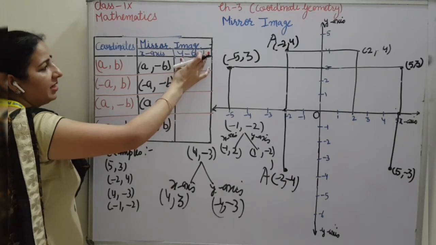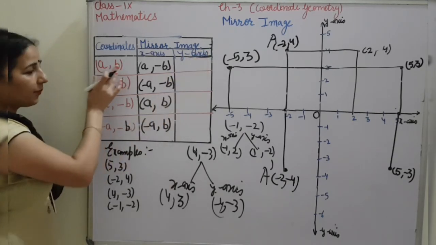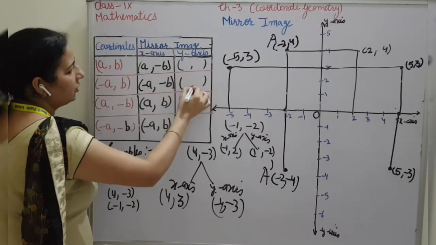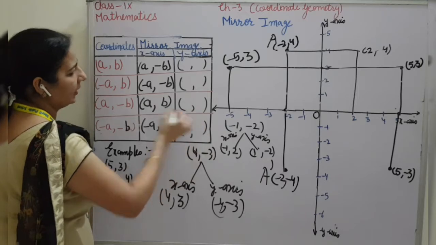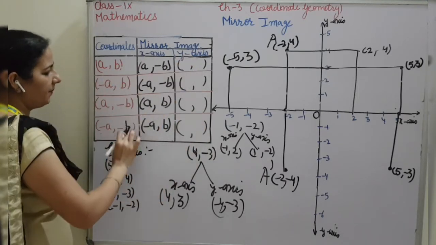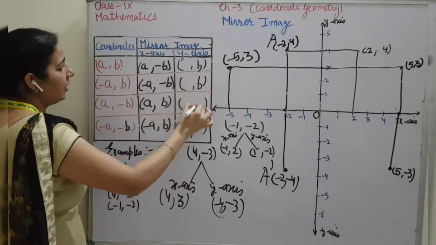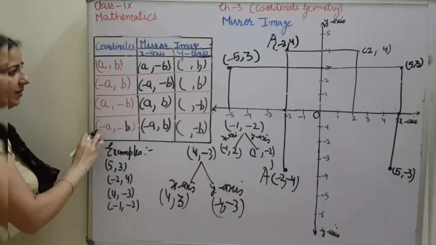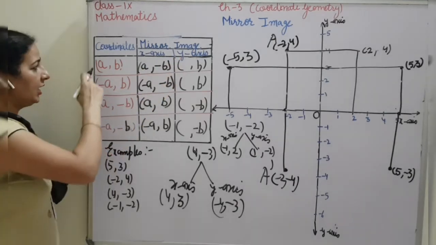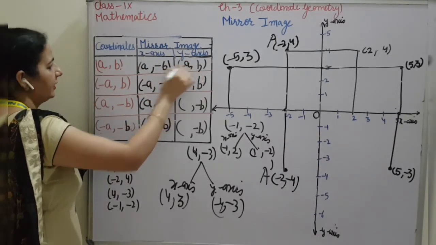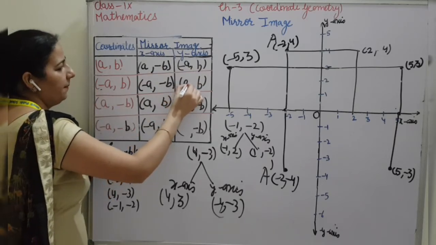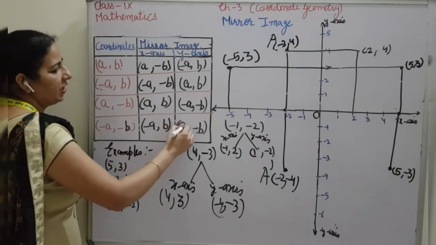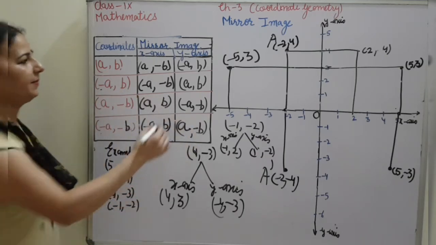Now the mirror image from the y-axis. If you want to find the mirror image of the same point from the y-axis, how will you calculate? Just take these coordinates. I have taken the y-axis, so the y point will remain the same. You can write it directly because this point is not going to change. And x will be changed in sign. A will be changed to minus a. Minus a will be changed to plus a. Plus a will be changed to minus a. Minus a will be changed to plus a. And this will be our answer.